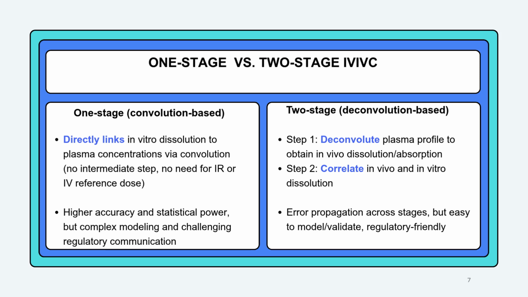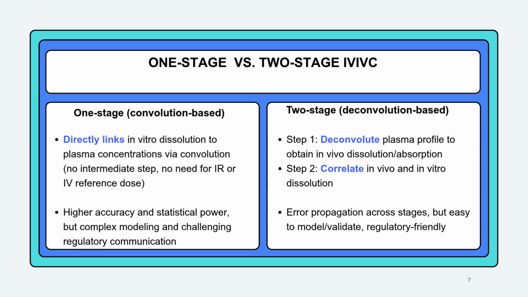In contrast, the sequential two-stage method is the deconvolution-based approach, which involves two steps. First is the deconvolution of the plasma profile to obtain the in vivo dissolution or absorption profile, and the second step is establishing the correlation between in vivo and in vitro dissolution data.